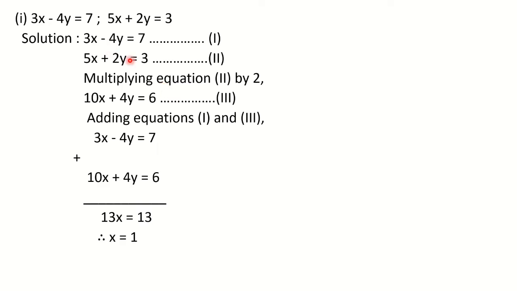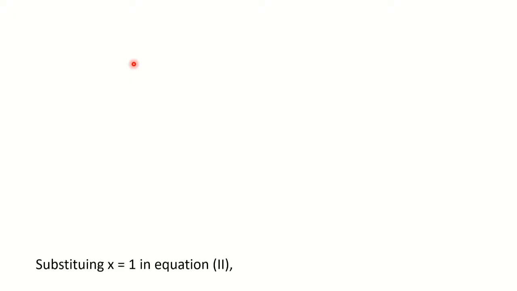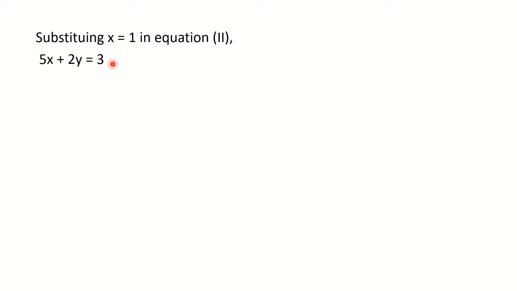See, any equation you can choose here, but since the plus sign is there, that is why I have chosen equation 2. So equation 2 is 5x plus 2y is equal to 3. Now in place of x I am writing 1. So how will I get it? 5 inside the bracket 1 plus 2y is equal to 3. So 5 into 1 is 5. Let us shift it to that side. So what will you get?